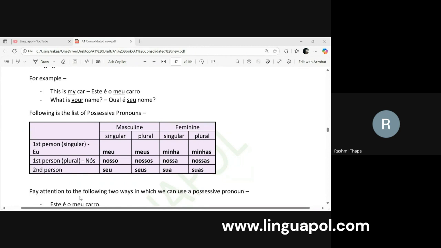Yeah, you know, say Rashmi. This can be also right. Meu nome é. So, Rashmi, in this, which word is the possessive pronoun? Meu, my. Yes.